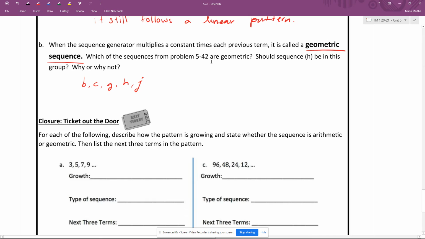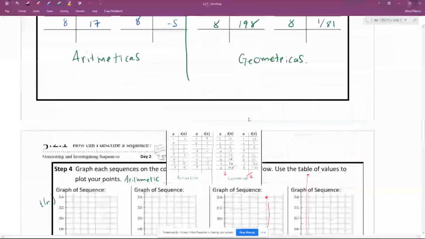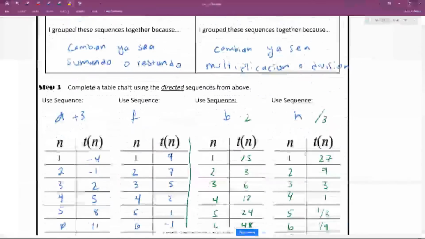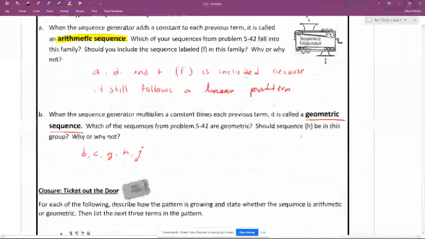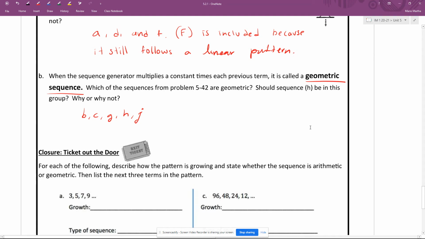And then it says, should H be in this group? Why or why not? H was a pattern that was being divided by 3, right? So again, same thing, right? Both of them follow a curve pattern, right? An exponential pattern, right? So yes, H should also be included.